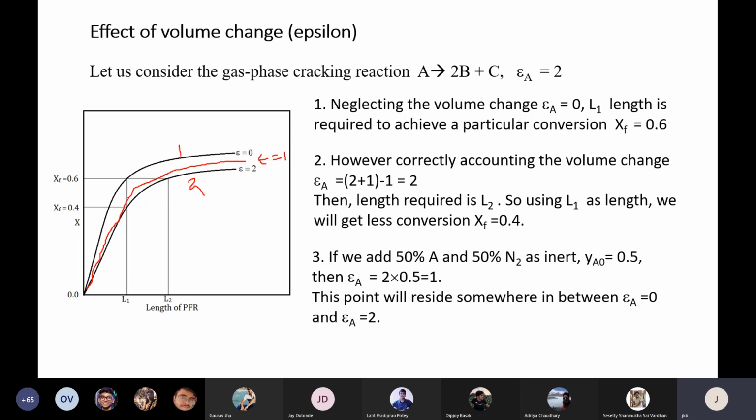Why do we use inert? Inert we can use in order to increase the conversion level, or we can reduce the heat effect. By diluting with nitrogen, we can dilute the total heat of reaction, and ultimately it can be maintained at low temperature. That is, overheating can be avoided.